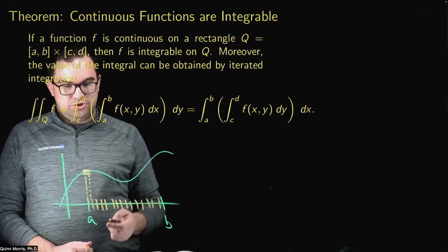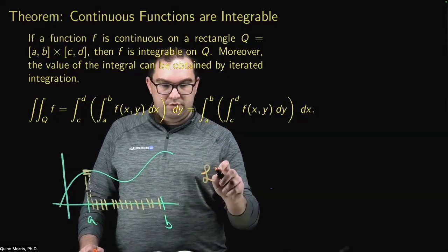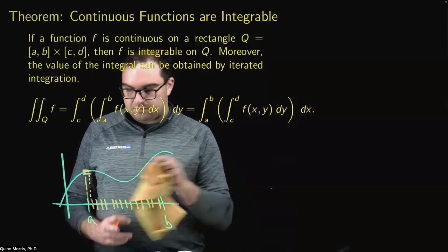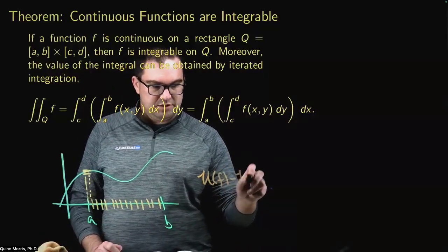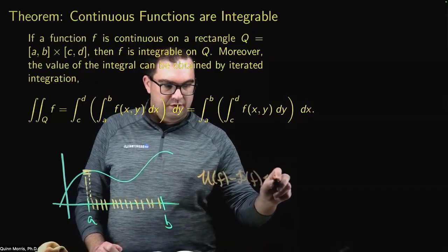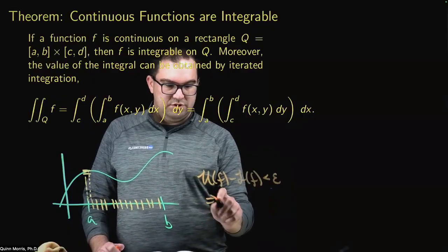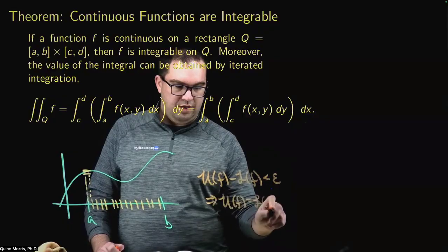And then essentially what you do is you show that this means that the upper integral of f minus the lower integral of f can be made arbitrarily small. You can do this for any epsilon, which then implies that the upper integral of f is equal to the lower integral of f.